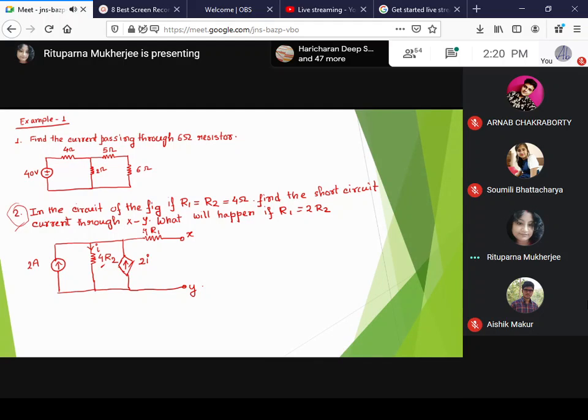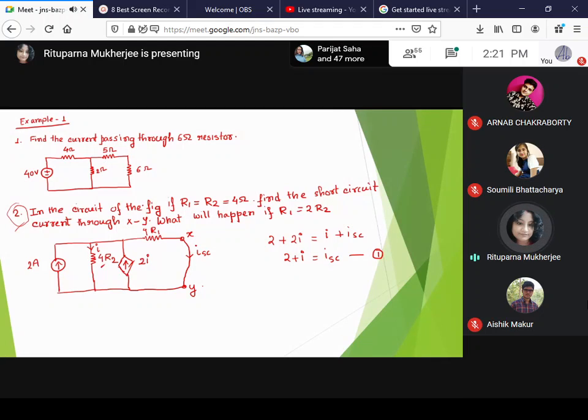So in the circuit, if R1 equals R2, first you have to short the circuit, right? So first you have to calculate the value of ISC. You can apply KCL here. All branch currents are given. So we can write 2 plus 2I equals I plus ISC, or we can write 2 plus I equals ISC, right? This is my first equation.